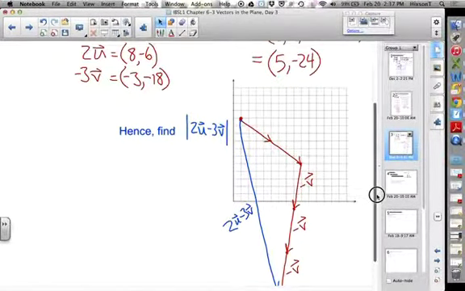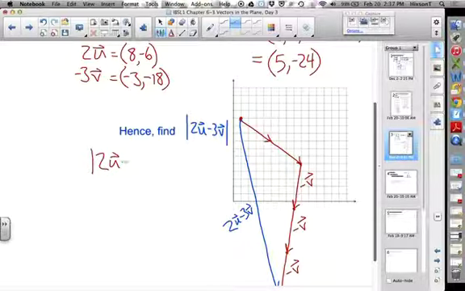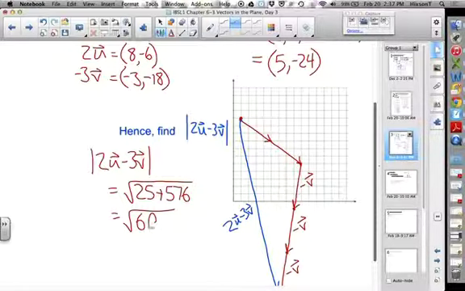Once we find this though, and this is something that drawing it couldn't have told us, now that we know the components, we can also find the magnitude. Square root of 25 plus 576, square root of 601, which we figured out was prime, or at least wasn't divisible by anything reasonable.